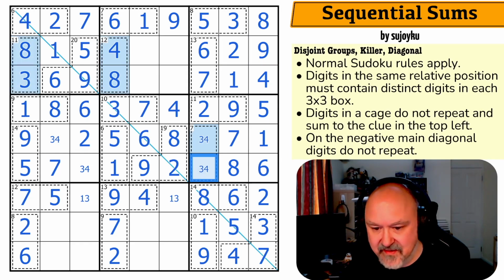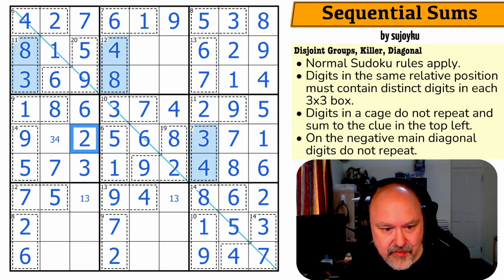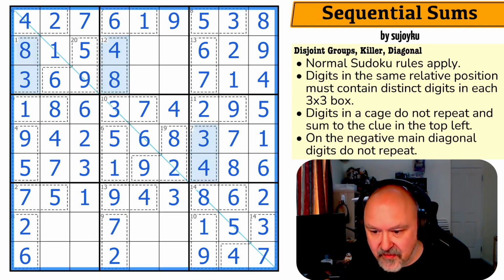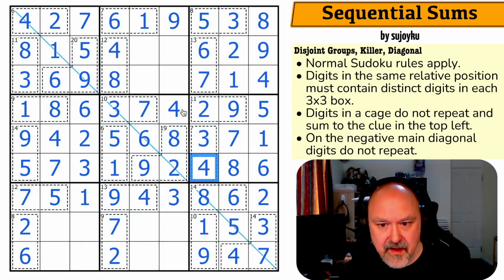And then I can use that to make that the 4 and that the 3, which makes that the 3 and that the 4, which makes that the 1 and that the 3. Now I'm completely done with the colouring. And the rest should just be Sudoku. 1, 2, 3, 4, 5, 6, 7, 8, 9. The 2 makes that the 5 and that the 2.